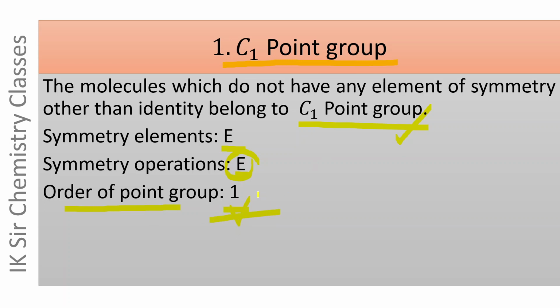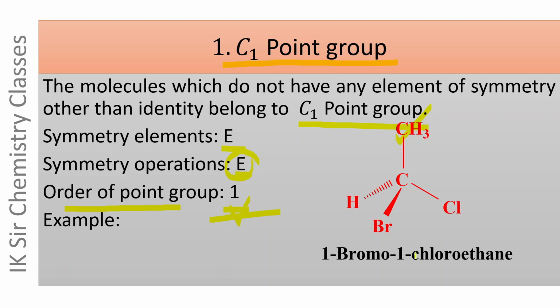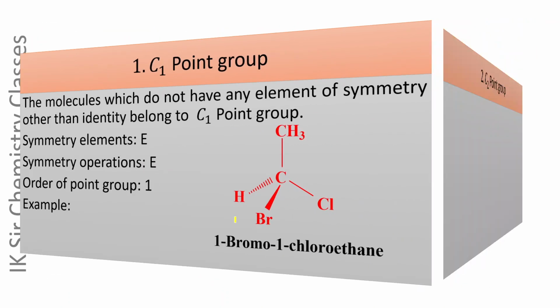The order of C1 point group is 1, and let us see an example. 1-bromo-1-chloroethane. This molecule contains only the identity element of symmetry and no other element of symmetry, and hence it belongs to C1 point group whose order is 1.